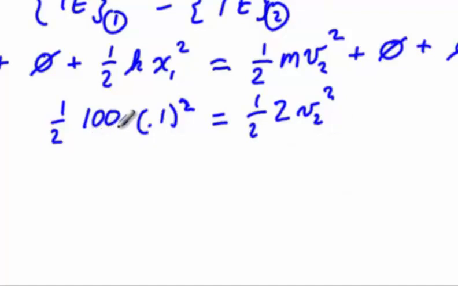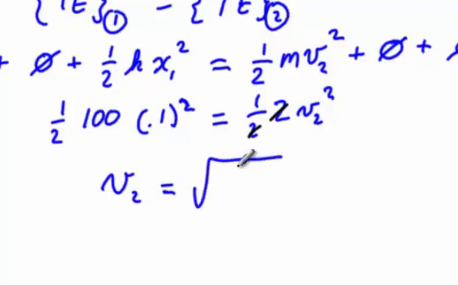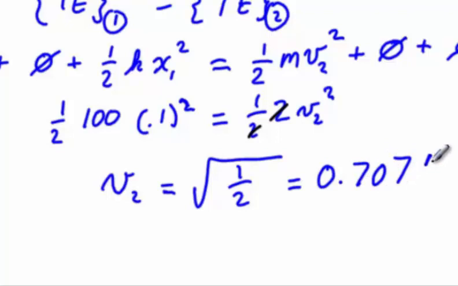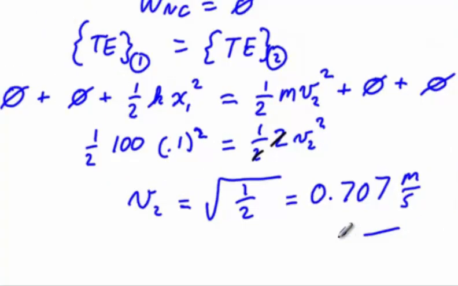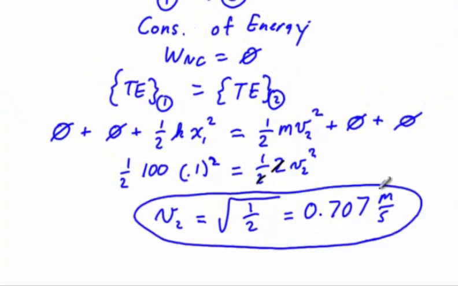Each time we multiply 100 by 0.1, it drops by 1 decimal place. So 100 times 0.1 squared is simply 1. The left-hand side becomes 1/2. On the right-hand side, the 2's will cancel, leaving us with a 1. And so velocity at moment 2 is equal to the square root of 1/2, which is 0.707 meters per second.